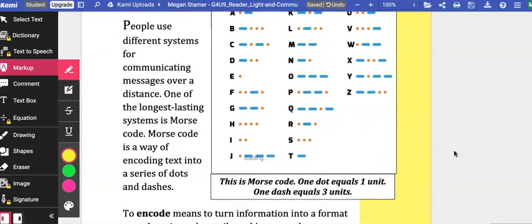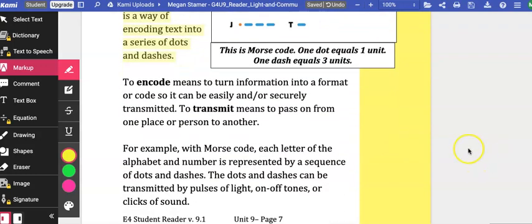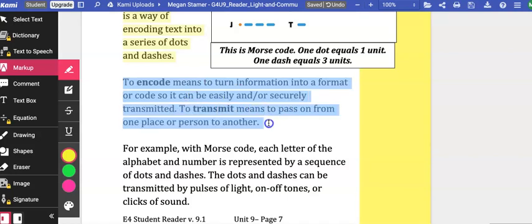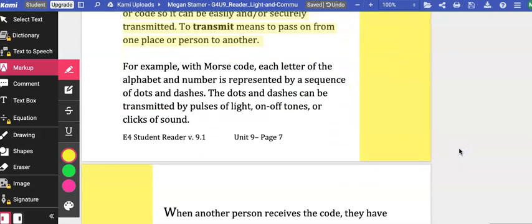Morse Code. People use different systems for communicating messages over a distance. One of the longest lasting systems is Morse code. Morse code is a way of encoding text into a series of dots and dashes. To encode means to turn information into a format or code so it can be easily and/or securely transmitted. To transmit means to pass on from one place or person to another. For example, with Morse code, each letter of the alphabet and number is represented by a sequence of dots and dashes. The dots and dashes can be transmitted by pulses of light, on-off tones, or clicks of sound.